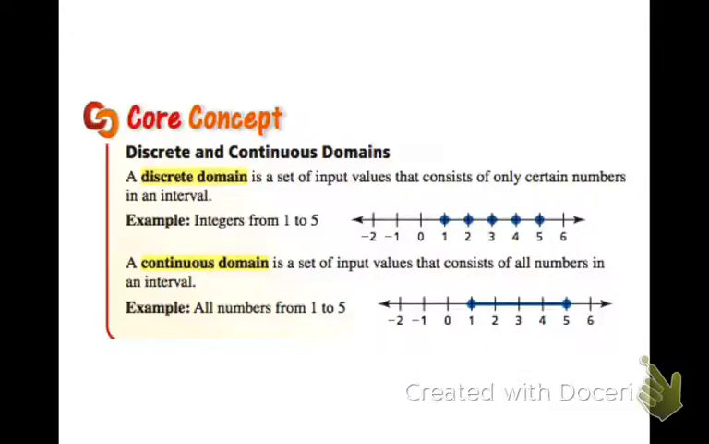So, a discrete domain is a set of input values that consists of only certain numbers in an interval. For example, the integers from 1 to 5, graphed as distinct points. A continuous domain is a set of input values that consists of all numbers in an interval, so all numbers from 1 to 5. We recognize this as a compound inequality where we're talking about the values from the numbers 1 to 5.